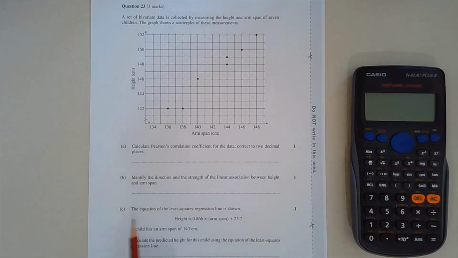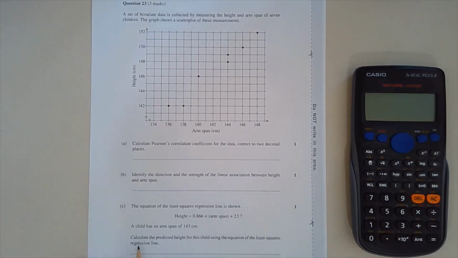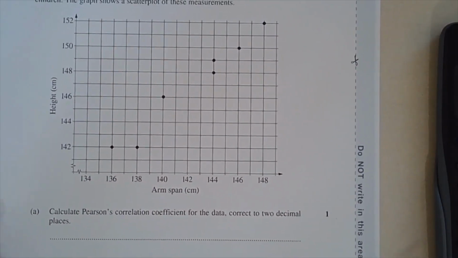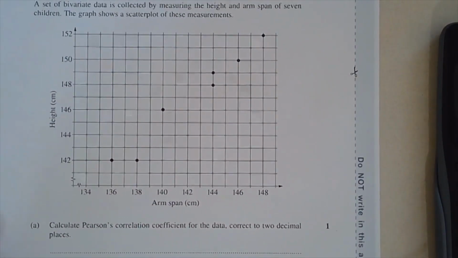In Part C, the equation of the least squares regression line is shown. A child has an arm span of 143 centimeters. Calculate the predicted height for this child using the equation of the least squares regression line. So let's have a look at Part A, which is to calculate Pearson's correlation coefficient for the data.